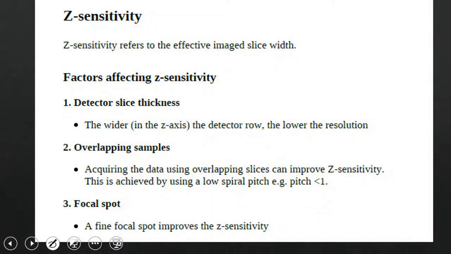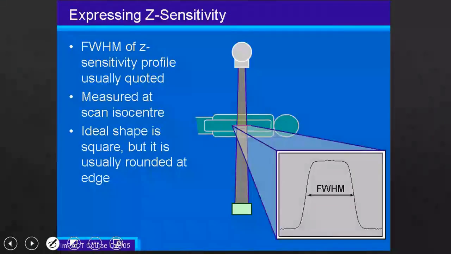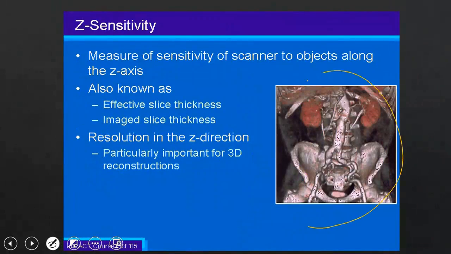Of course, Z sensitivity, or the level of resolution in Z, is definitely affected by slice width, as well as the detector size and the raw data itself. The larger the size, the lower the resolution. The same idea applies to overlapping slices. Your pitch, as you move in the Z direction, is important. Remember we said that if the pitch is less than 1, there will be overlapping in the data, resulting in more resolution. Therefore, your resolution in the Z direction will be affected by the pitch. The same concept applies to the focal spot, which will also impact your Z resolution.